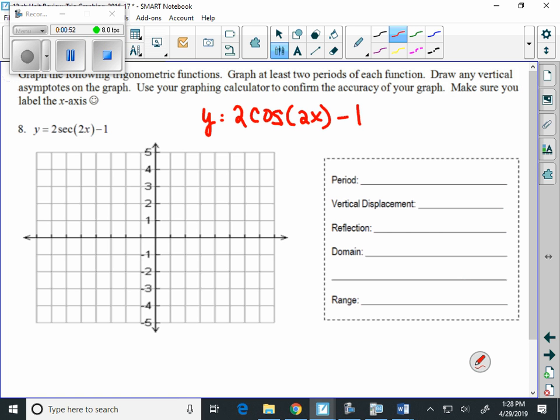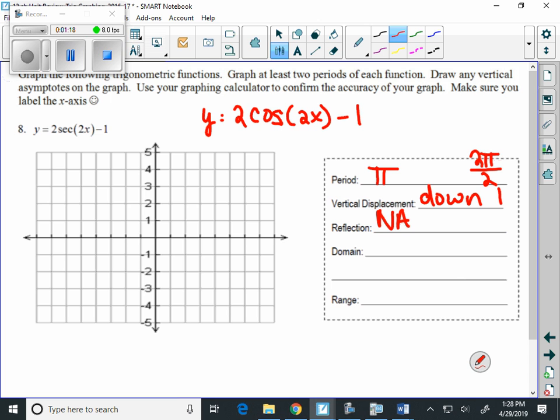Starting off with our period. Remember, we're going to take 2 pi divided by the number in front of the x, which is 2. So our period is pi. Vertical displacement, we have minus 1. We're going to move the graph down 1. Reflection, we do not have any reflection in here.